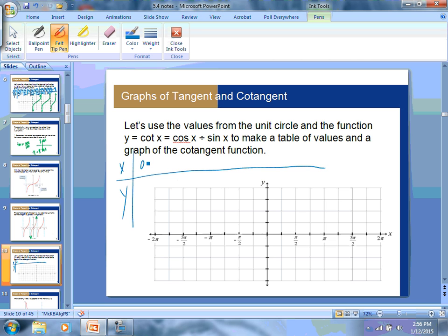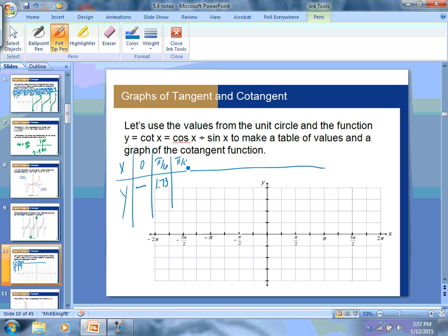Now, the terminal point for 0, for cotangent, remember, I'm doing cosine over sine. Okay, so this would be 1 over 0 then. So this is going to be undefined. And at pi over 6, I take that terminal point. I have cosine over sine. So I have the square root 3 over 2 over 1/2. So that would be the square root of 3. So that's 1.73.